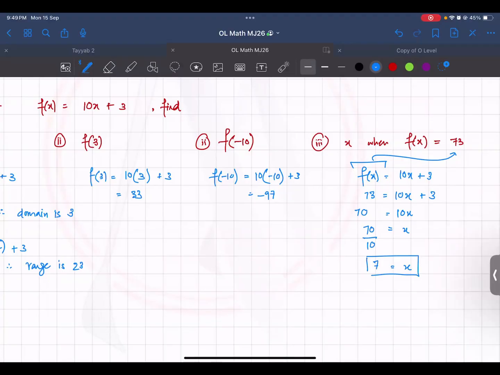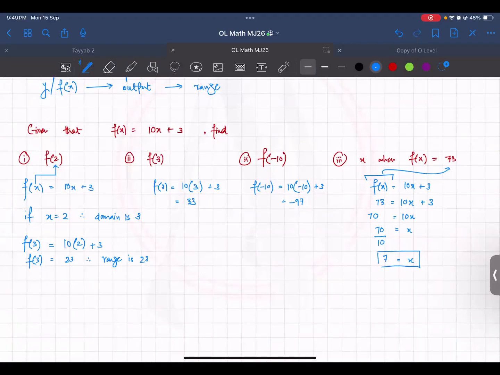This is your answer. X is 7. So they can do both things, the opposite part as well. They can ask you to find the input from the output, or they can ask you to find the output from the input.